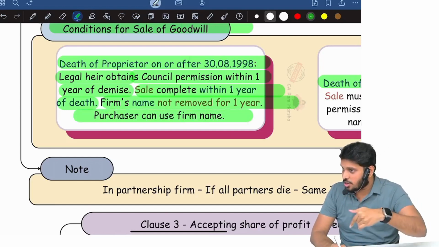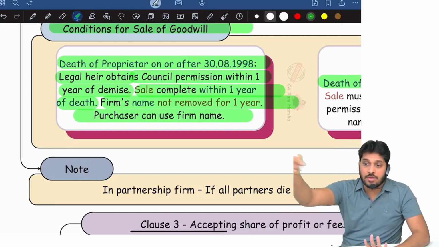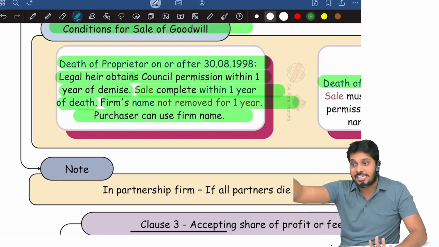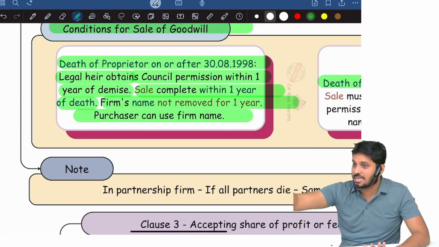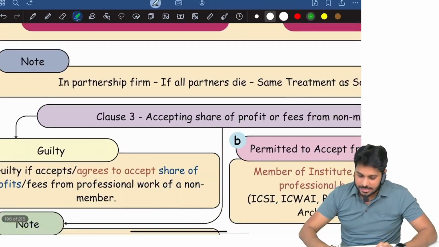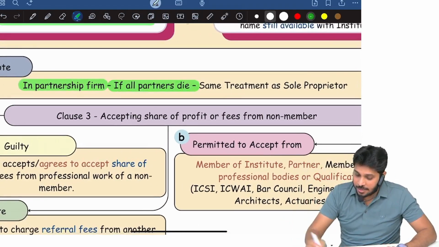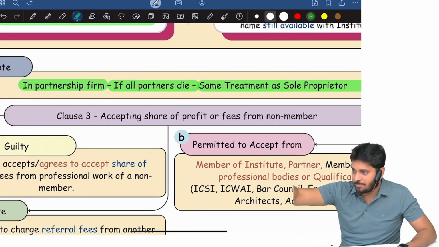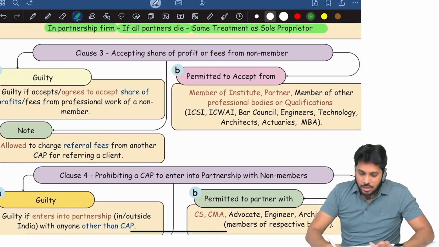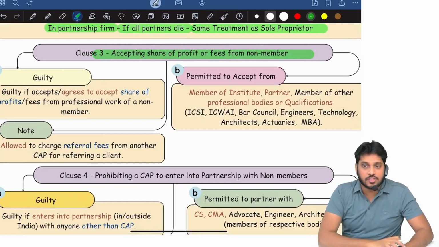In the ICAI records, the firm name will be there, and the buyer, whoever is purchasing this firm, can continue using the firm name because it has established experience. Next, in case of a partnership firm, if all partners die at a time, then sole proprietorship treatment will apply. That's it. Next, you are prohibited from accepting profit or fees from a non-member.